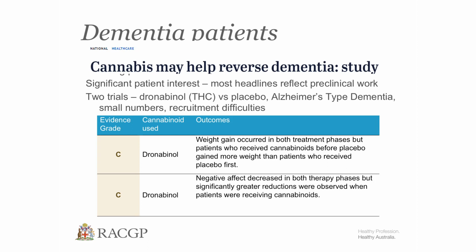And in using dronabinol, we had negative effect decrease in therapy phases, and we saw a greater reduction in patients receiving cannabinoids. So it could help, because we know that with dementia, we can see a problem with weight loss. And so, something that stimulates appetite, not necessarily a bad thing, something that might help with anxiety and depression. But again, it's very experimental.